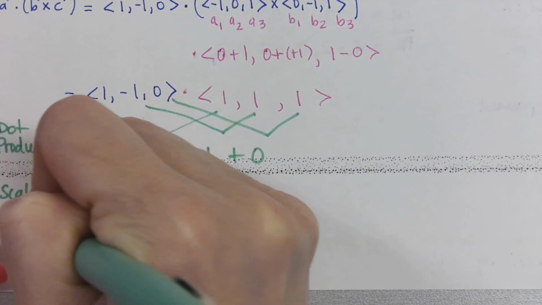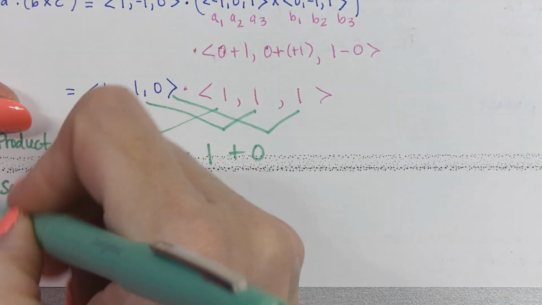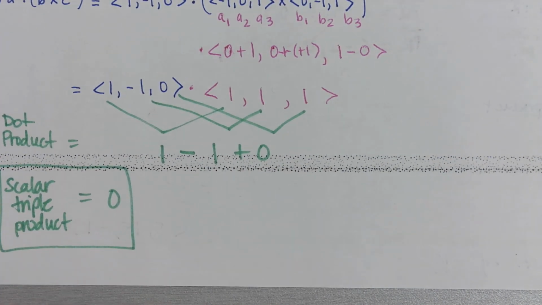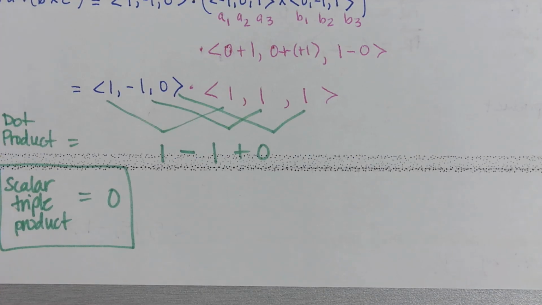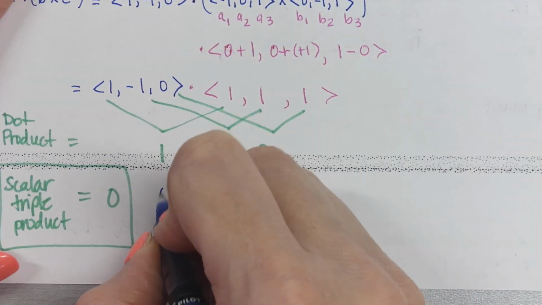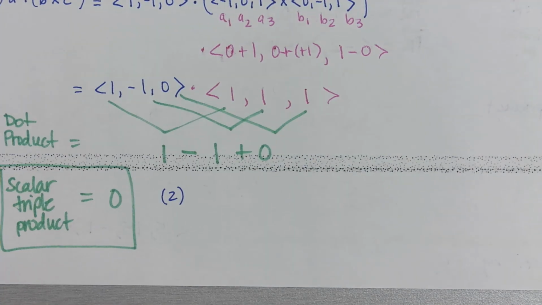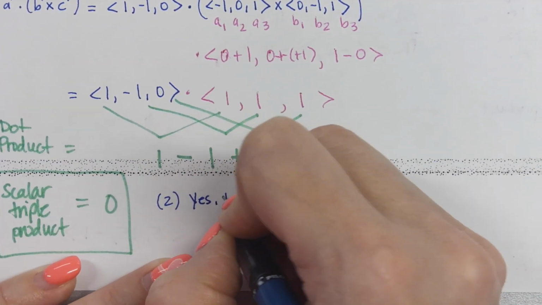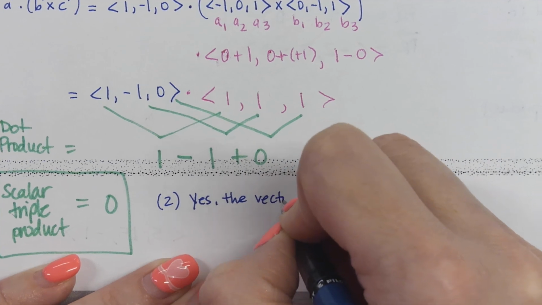We are going to call that STP. So that is part 1: find the scalar triple product. The scalar triple product is 0. Step 2 is asking, are the vectors coplanar? And if not, find the volume of the parallelepiped that they determine. So, are the vectors coplanar? Yes, the vectors are coplanar.